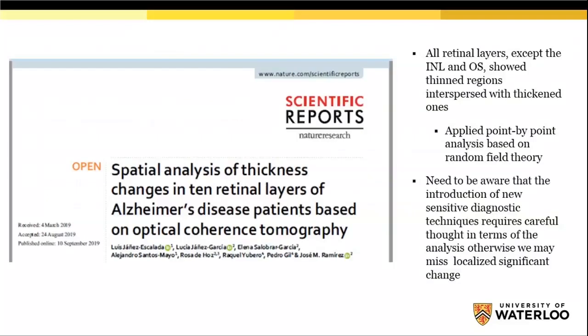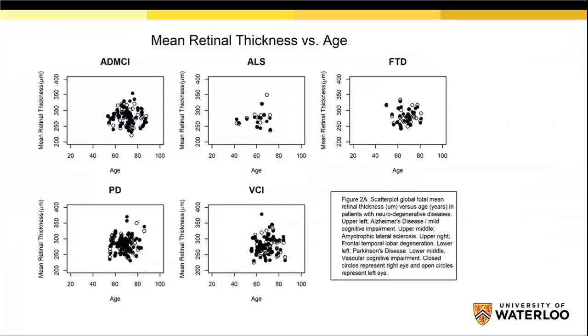I mentioned to you earlier that there was a lot of controversy in terms of what exactly happens in the retina with neurodegenerative diseases. Just a month or two ago, this paper appeared in Scientific Reports, Nature Research, and it showed that not only were individual layers thickening or thinning, but within a layer, you could actually have thinning of the retina or thickening of the retina side by side. Next slide, please.